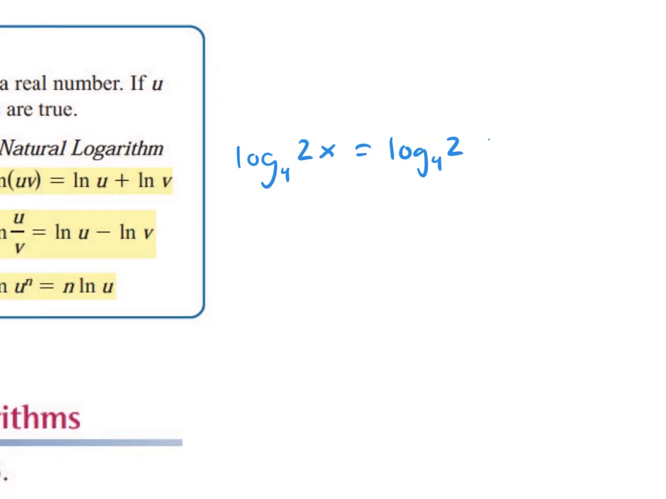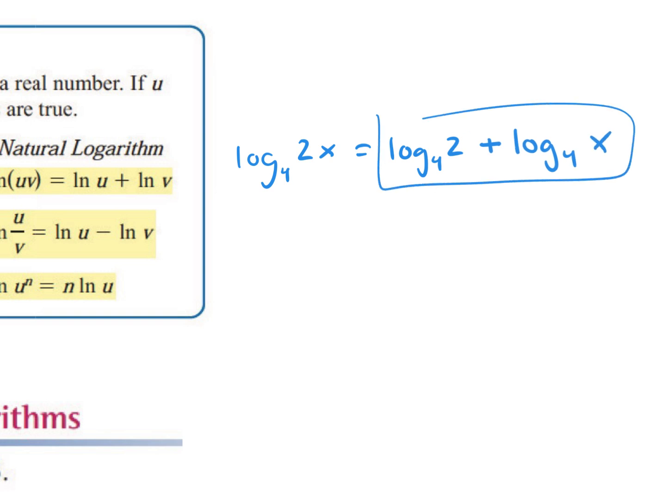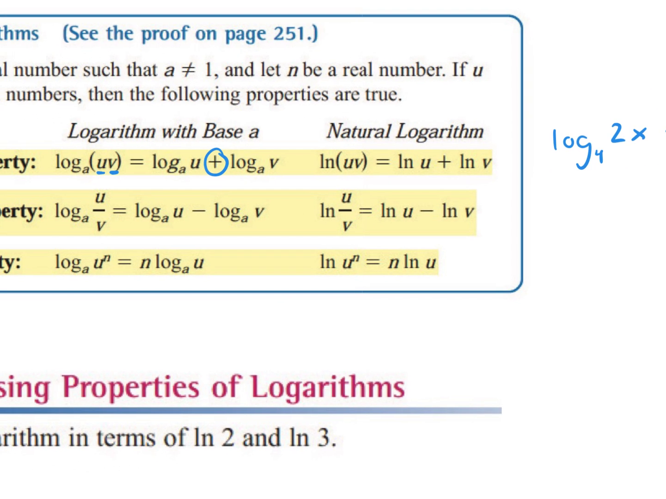Multiplication goes with addition, so I'd say plus, and every time we split it apart, each one gets its own log, and the base stays the same. So log base 4 of x. So these are the same thing. We can expand it with addition. So multiplication goes with addition. If you have logs, the same rules apply if you have ln's. Same thing.